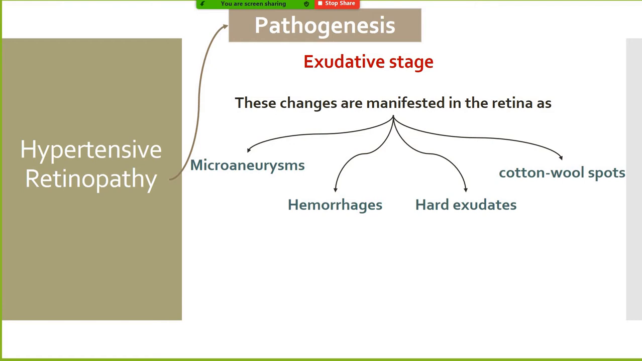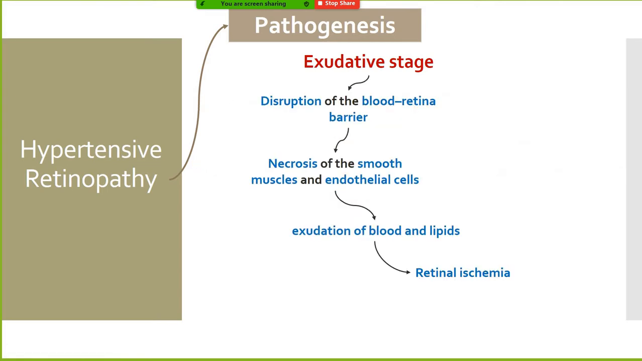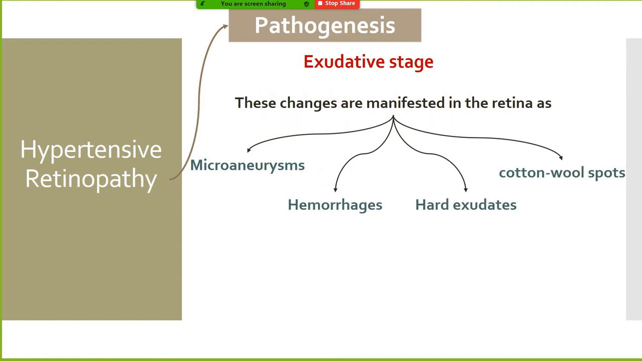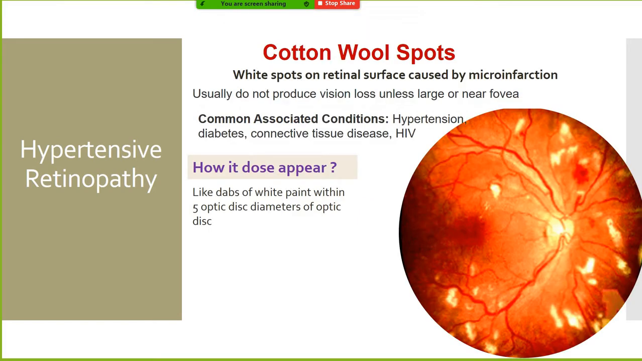As we had discussed before about various pathogenesis behind hypertensive retinopathy and other exudative changes, we'll see in much detail about how exudative changes are going to play a role. So here first comes the cotton wool spots. We all know what cotton wool spots are. It is a white spot on the retinal surface caused by micro infarctions.